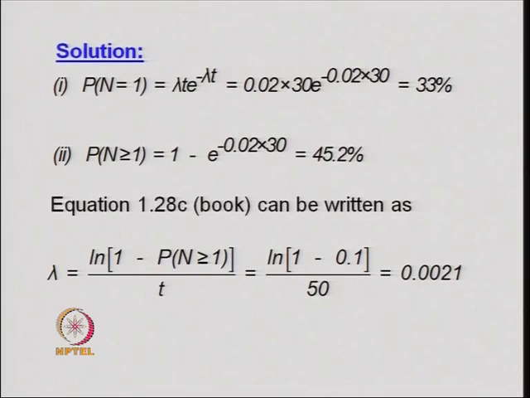So the answer to the first question, that is the probability of occurrence of one event, is 33%. The probability of at least one accident is given by again this equation, and here we put the values, that is lambda value as 0.02 and the time as 30 years, and we get it as 45.2%.